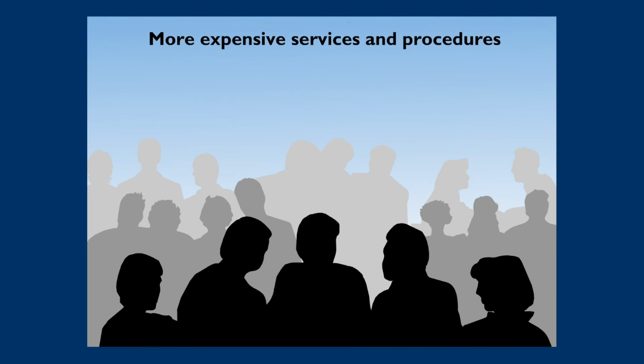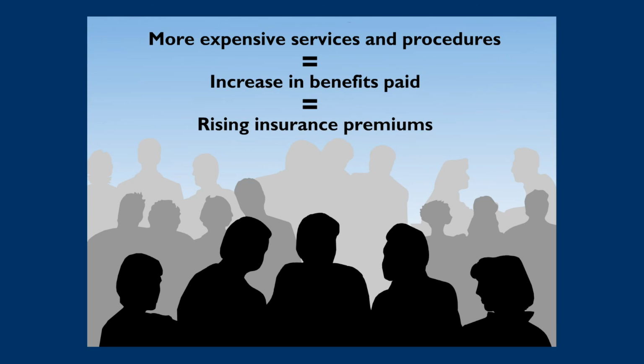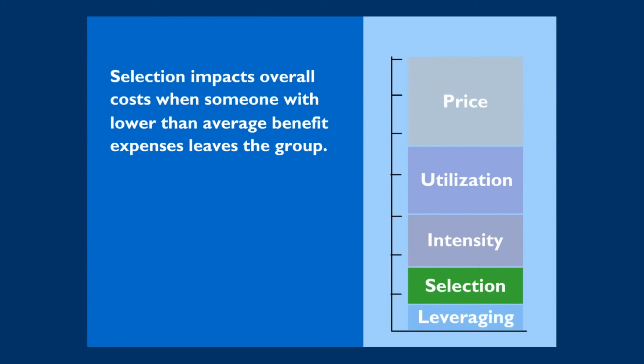As healthcare services and procedures become more expensive, overall healthcare costs increase and the amount of health insurance benefit dollars increase. We all pay for these increases through increasing health insurance premiums. Health insurance premiums are based largely on the average benefit expense for a group of people. Selection impacts overall costs when someone with lower than average benefit expenses leaves the group.